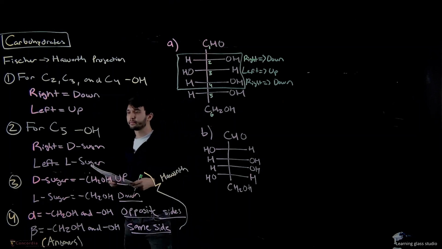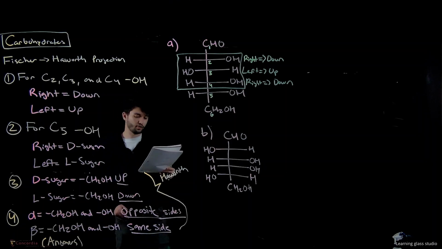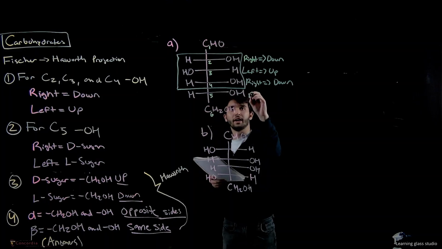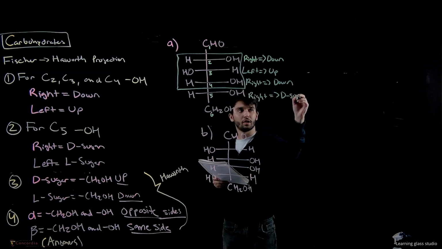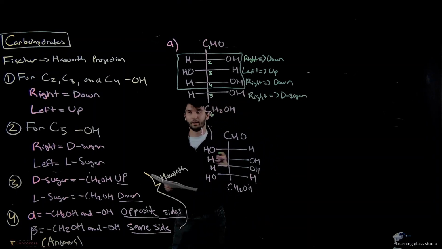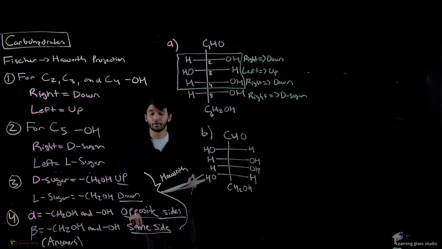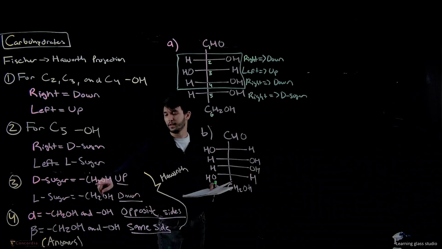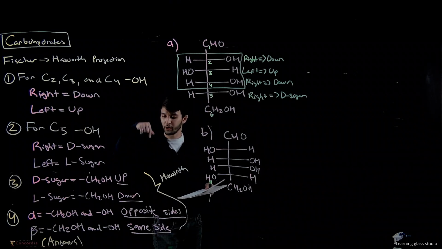The next one is for C5. Looking at the OH, if it's on the right, it's a D sugar. If it's on the left, it's an L sugar. So this one here is on the right, so this gives us a D sugar. This is sort of the D enantiomer, or L enantiomer. The last two rules are mainly for drawing the Haworth projection. If it's a D sugar, this CH2OH on carbon 6 will be going up. If it's an L sugar, it will be going down.